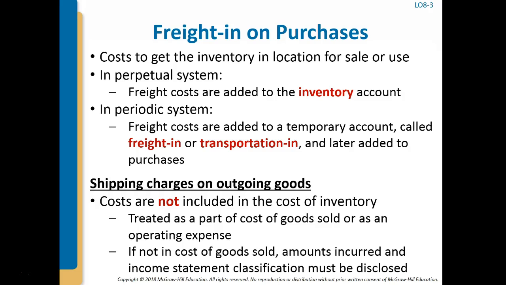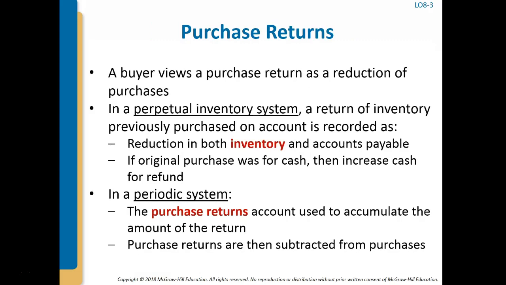Shipping charges on outgoing goods, freight out, don't get included in the cost of inventory. They're reported in the income statement either as part of cost of goods sold or as an operating expense, usually among selling expenses. If a company adopts a policy of not including shipping charges in cost of goods sold, both the amounts incurred during the period as well as the income statement classification of the expense must be disclosed.